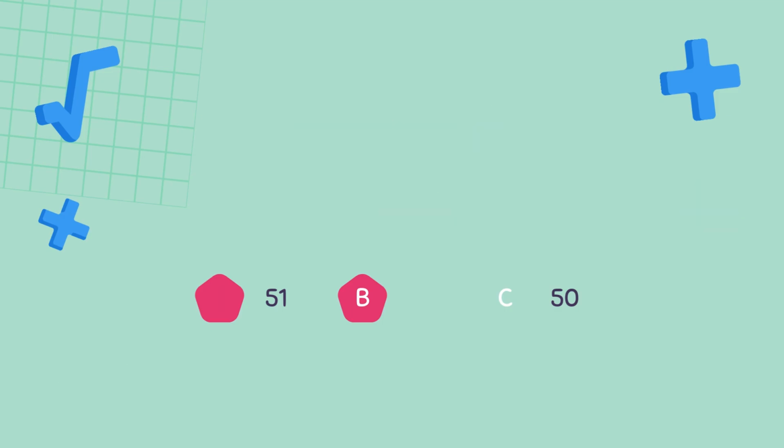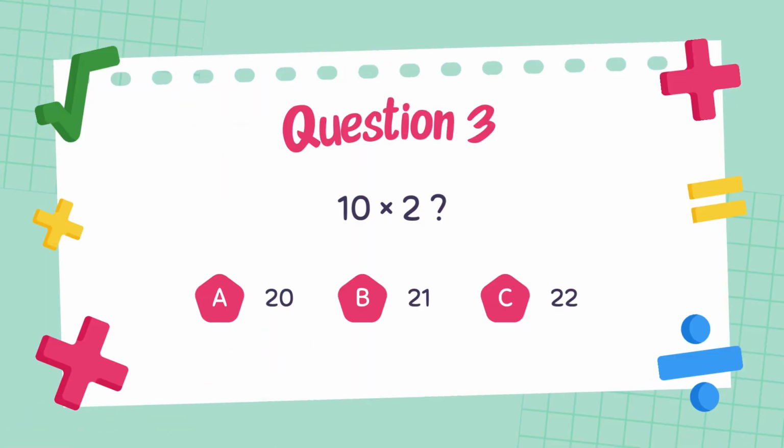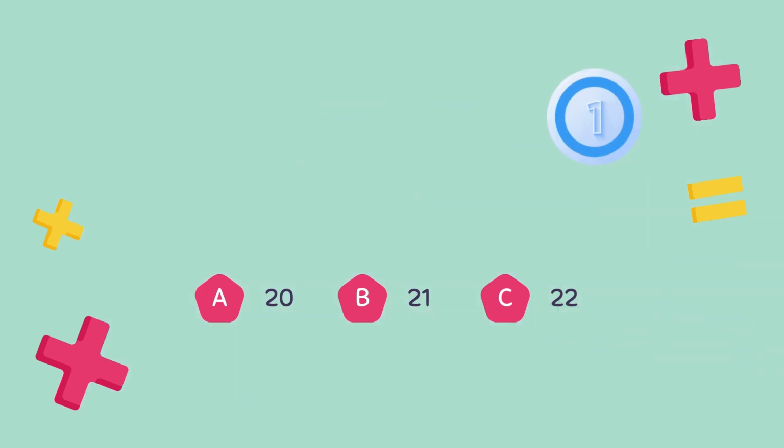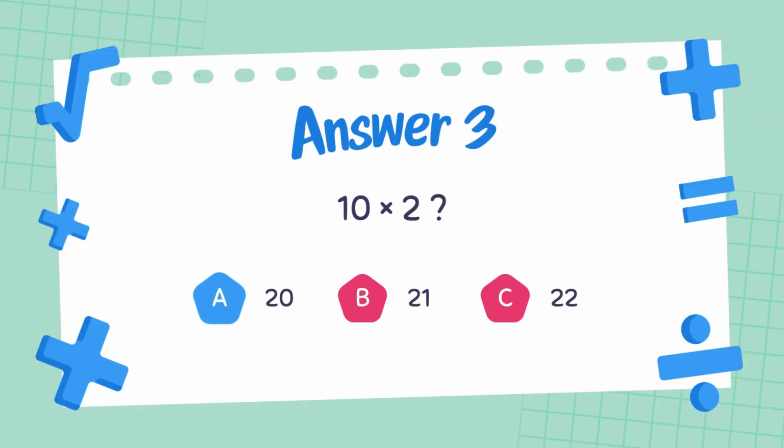Fantastic. Question 3. What is 10 times 2? Is it A, 20, B, 21, or C, 22? The answer is A, 20.